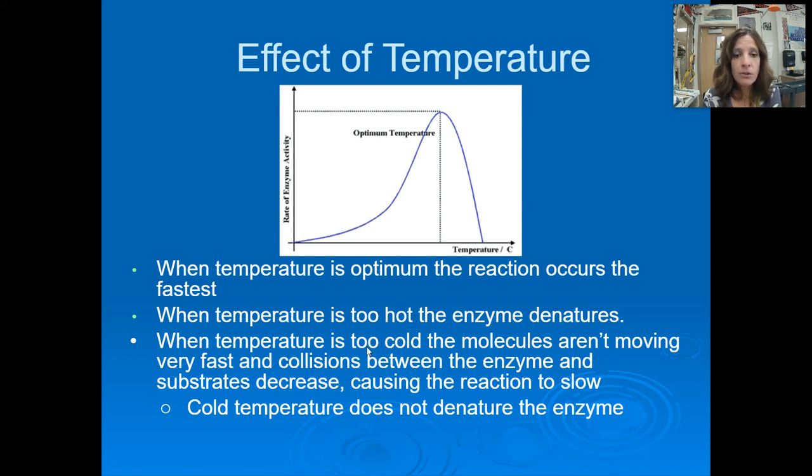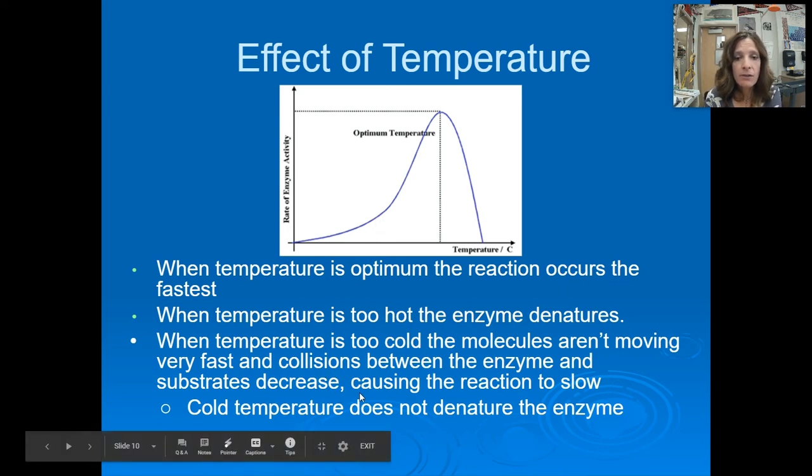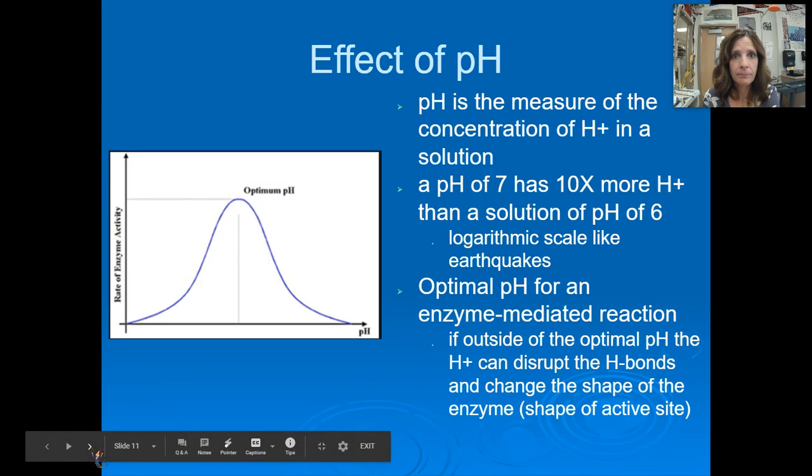So when temperature is too cold, over here, the enzyme doesn't get denatured, but what's happening is that those molecules, the substrate and the enzyme, aren't moving around very much. They're cold, so there's not very many enzyme substrate collisions, and that causes the reaction to slow. So cold temperature doesn't denature the enzyme, it just causes the enzyme and substrate not to hit each other as much, and so the reaction decreases.